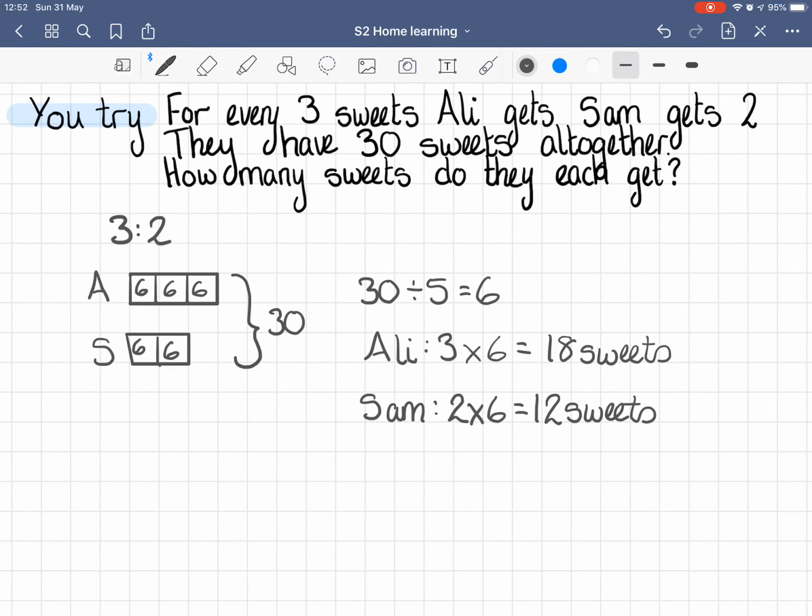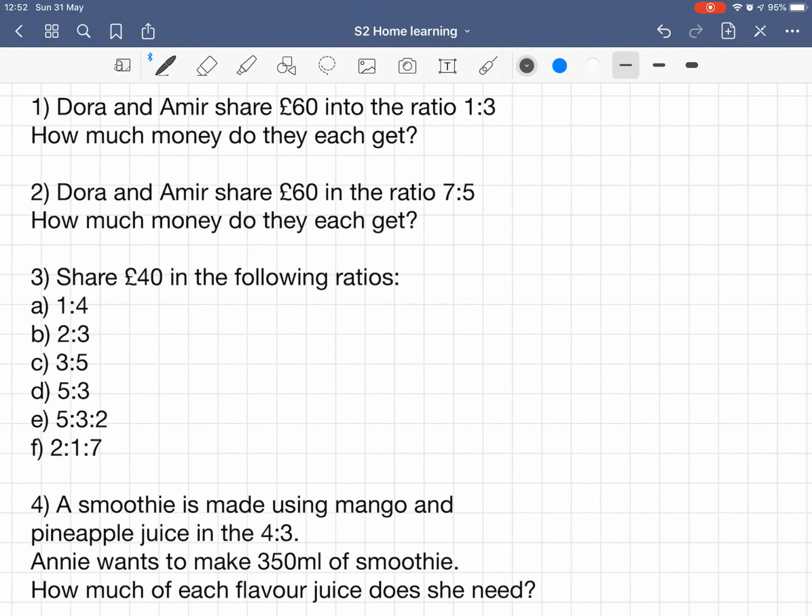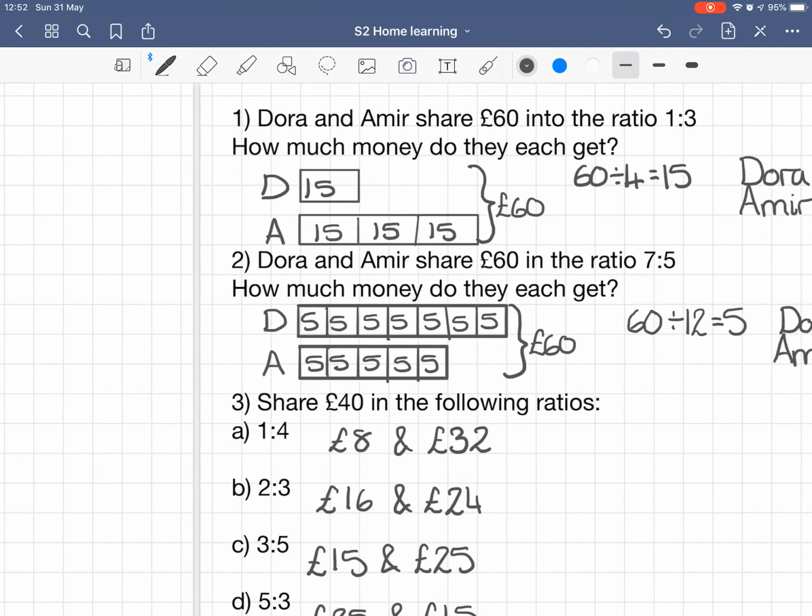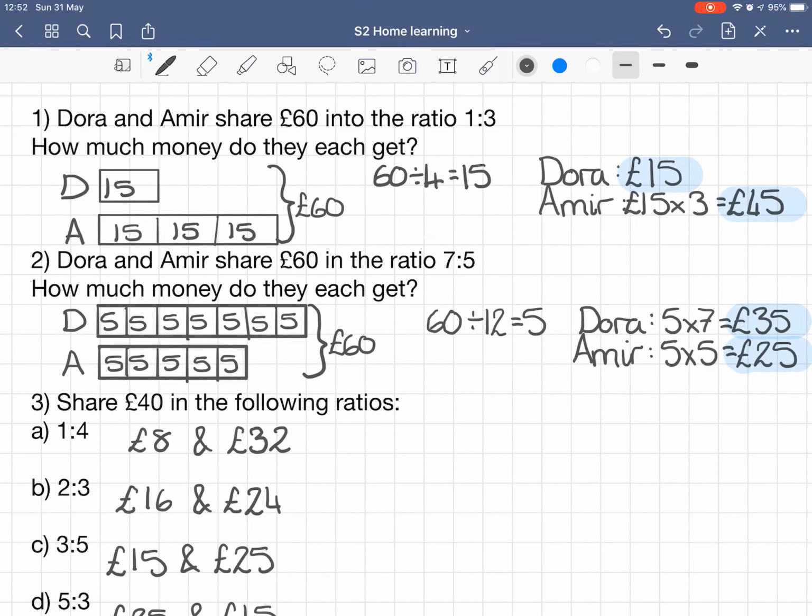How did you get on? Now have a go of these 4 questions. Pause the video. Check your answers, and I'll scroll down in a second for you to see the rest of question 3 and question 4.